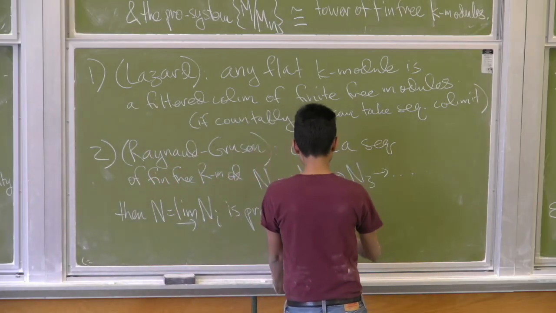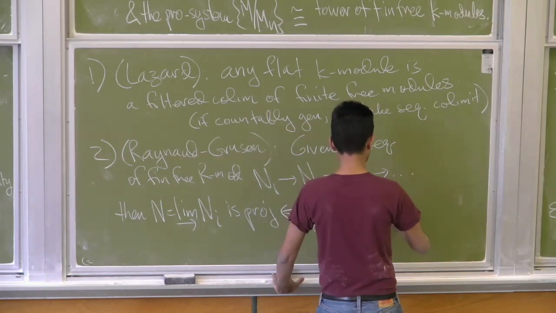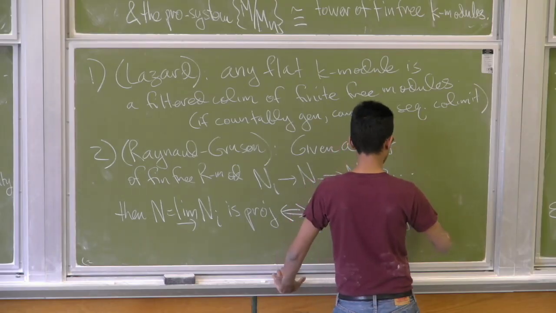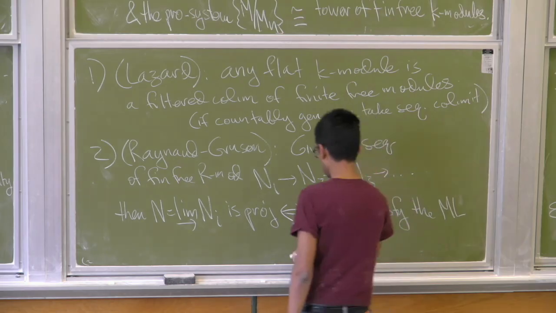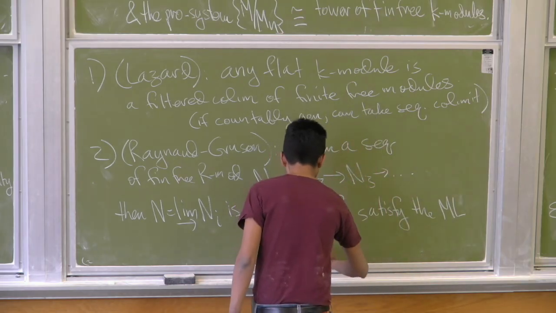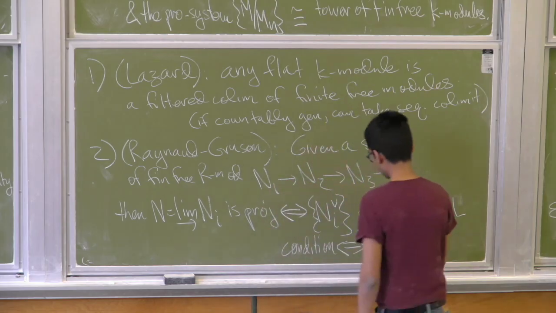So the M sub i duals satisfy the Mittag-Leffler condition. In other words, the images stabilize, or equivalently, it's pro-equivalent to a tower of surjections.